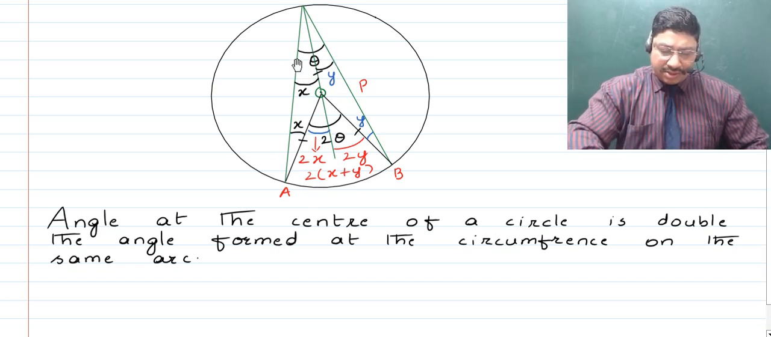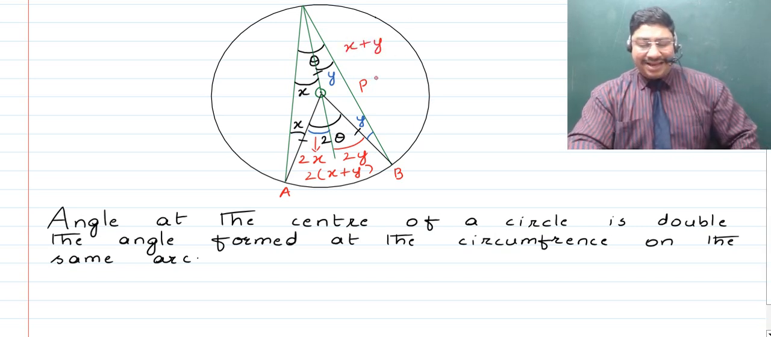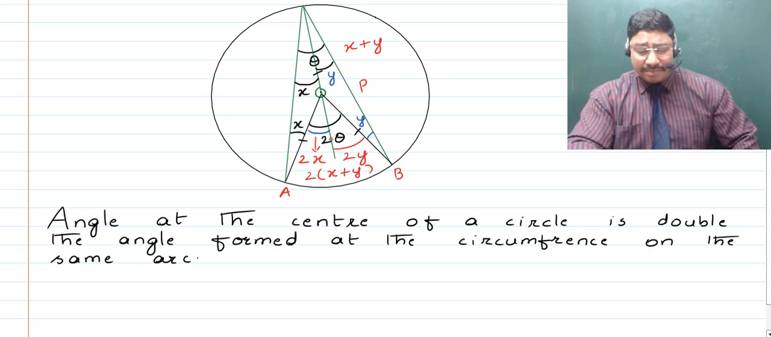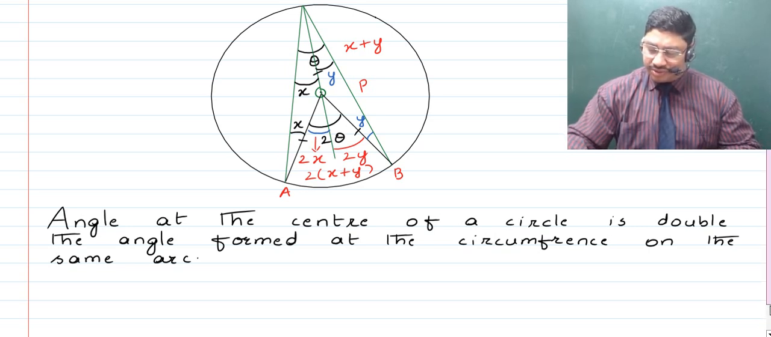And if you talk about this complete angle, is it not x plus y? And thus we've seen here that the angle at the circumference is half the angle at the center on the same arc of the circle, or we can say that the angle at the center is double the angle at the circumference on the same arc of the circle. Now children, let's proceed further.